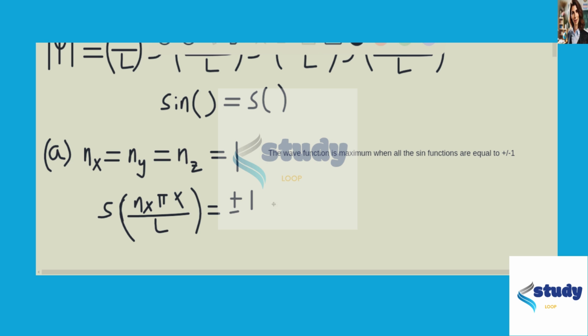So therefore, from this, we know that n sub x pi x over L has to be an integer value of pi over 2 because we're going to get plus or minus 1. So for the integer k, it's k times pi over 2.